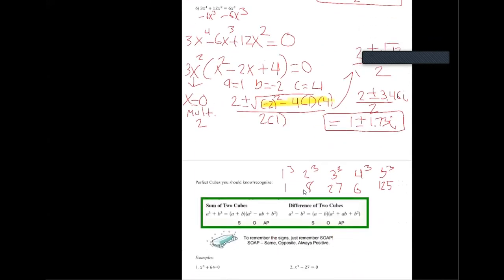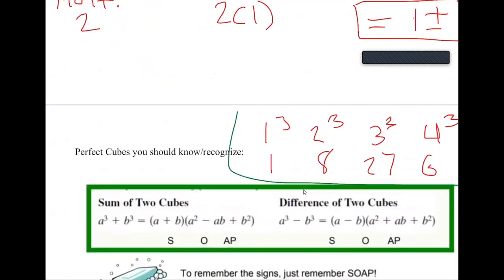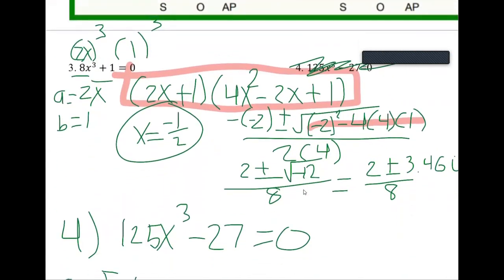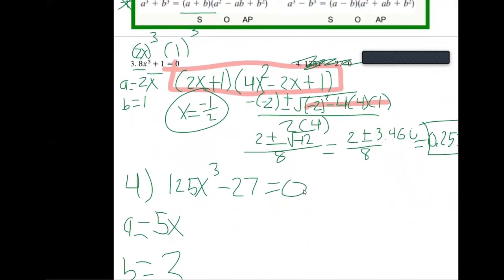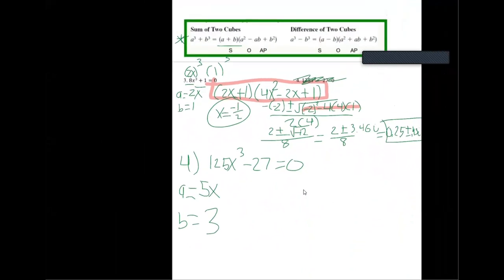And if it's helpful at all, we talked about this a little bit yesterday. These are some of your perfect cubes. You're usually not going to get anything much bigger than this. 1 to the third power is 1, 2 to the third is 8, 3 to the third is 27, 4 to the third is 64, 5 to the third is 125. You could always check in your calculator really quick, just start putting numbers up to the third power to see what it would be. You can always try and guess and check a little bit, especially if you know it's one of these types of questions. So this is a difference of cubes.